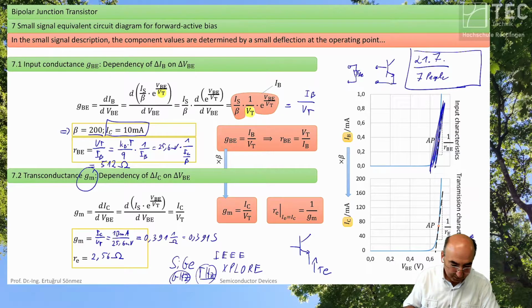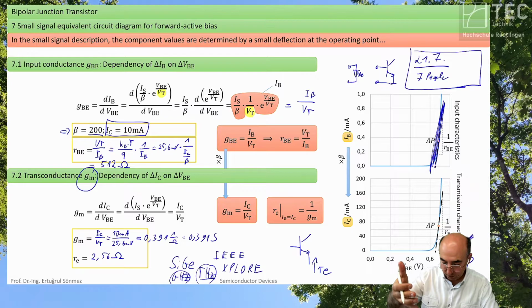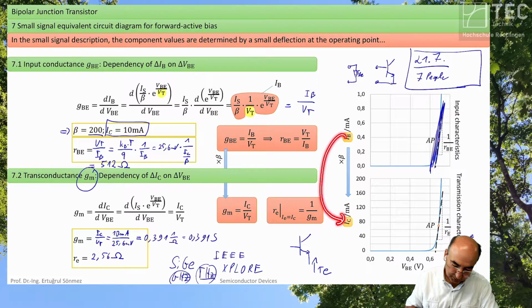Okay, so we have had the large signal characteristics and the small signal characteristics as a small deflection around an operating point, around the bias point. We have learned that the input characteristics of a bipolar transistor refers to the input voltage and input current. So it is a resistance. The slope is 1 over the resistance. And if we go to the output current, it is just multiplication times beta.